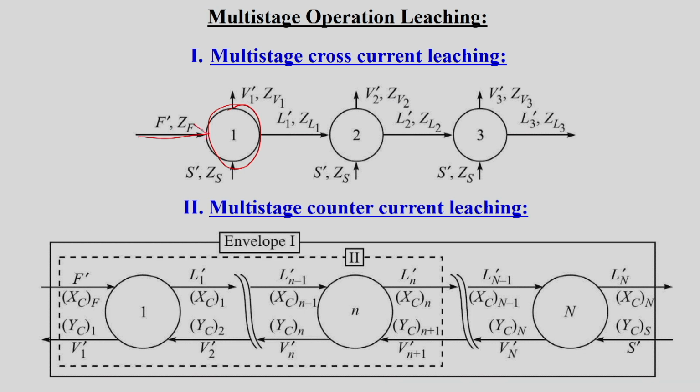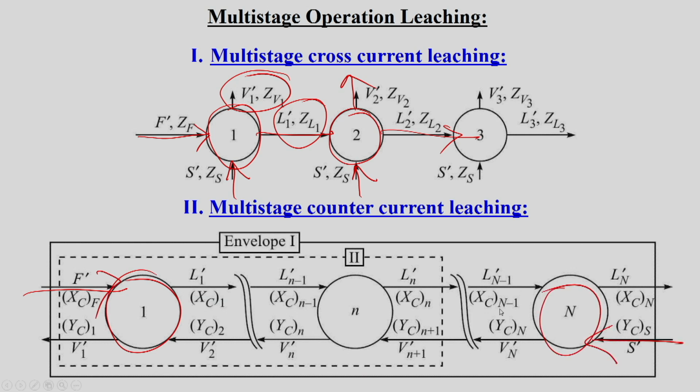So, suppose this feed is entering and extracting solvent is added, then we have this overflow, then underflow. That underflow of stage 1 will be the feed to stage 2, then again we are adding solvent and then we are getting overflow, and like that it continues. Okay. And in the case of the multi-stage counter current leaching process, here we can say feed is entering at stage 1 and solvent is added from the last stage, that is the Nth stage, and the procedure is the same as whatever we have discussed in the case of the solid liquid extraction process.